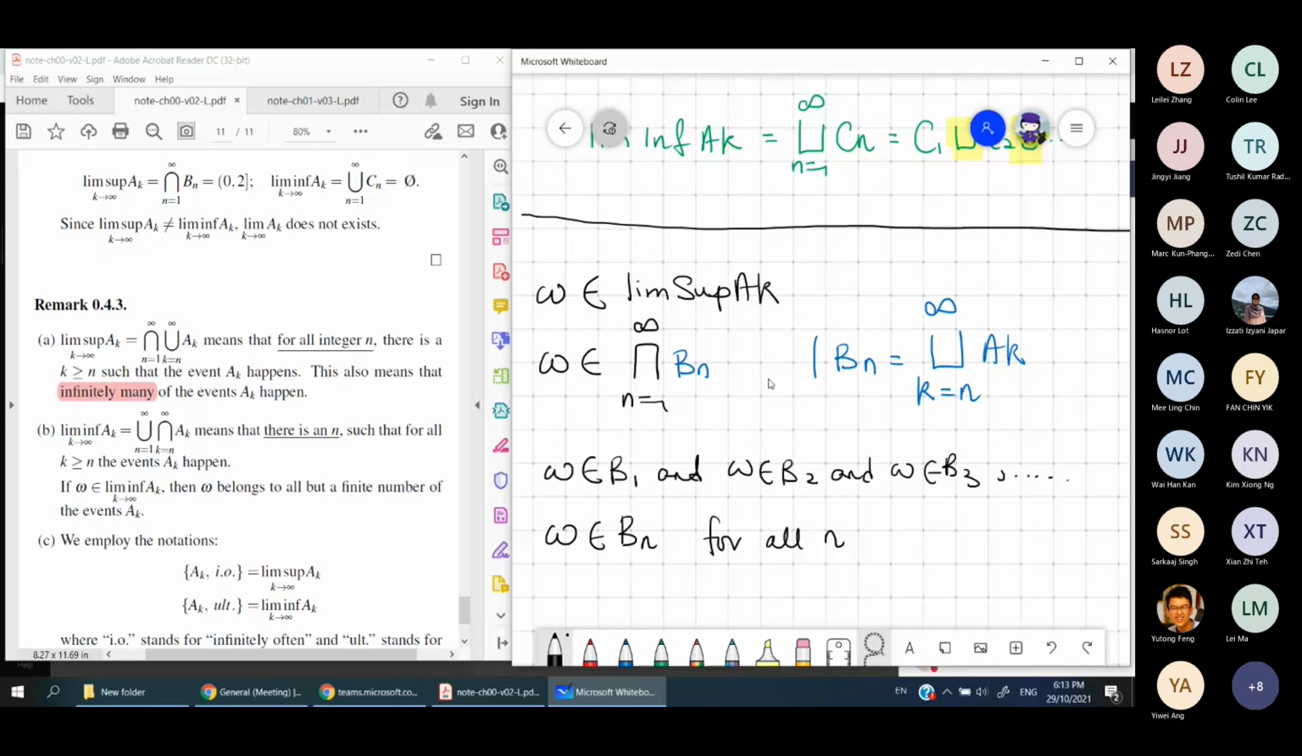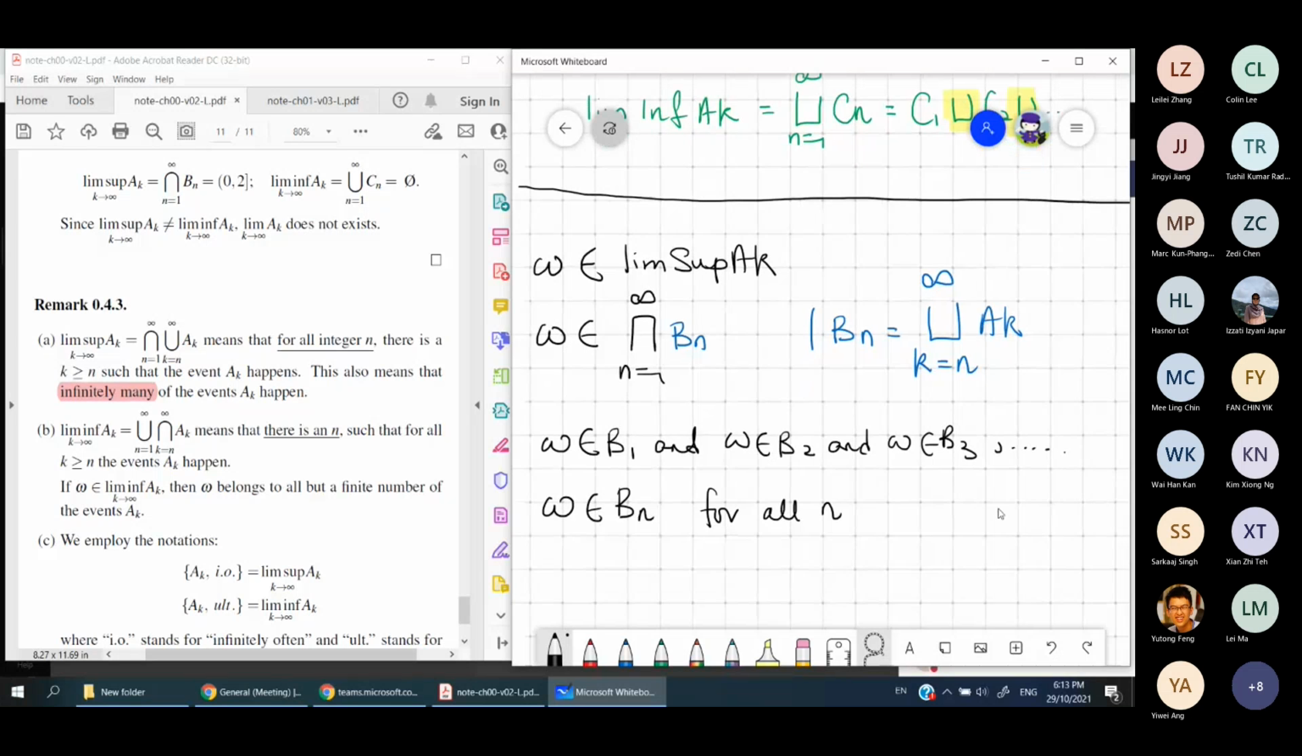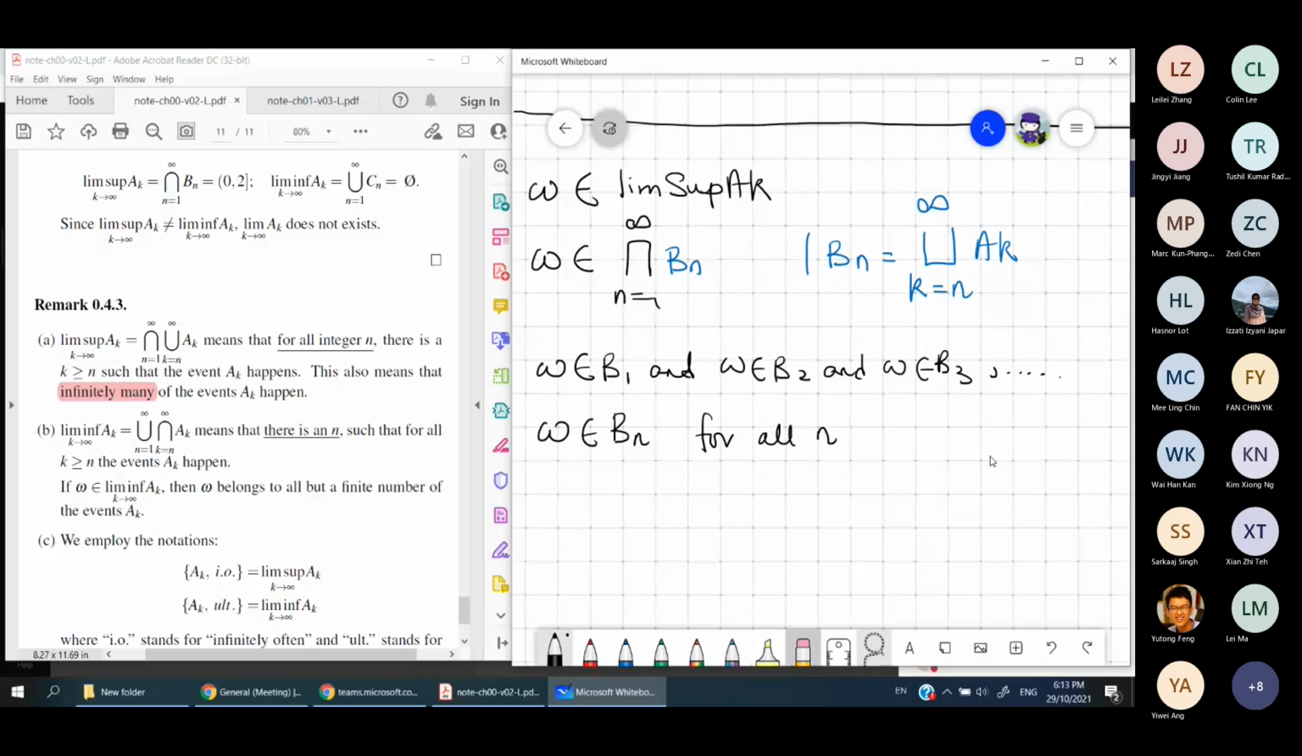Bn is the union of AK, K running from N to infinity. So this is An union An plus 1 and so on. This is true for all integers n.